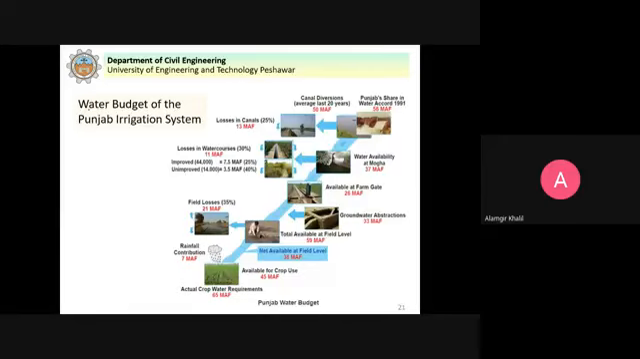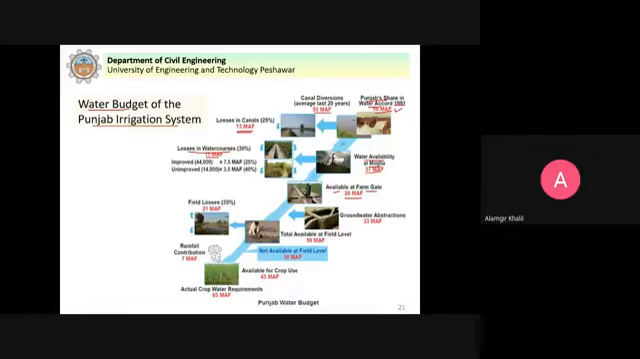Next we have the water budget of the Punjab irrigation system. You can see here that Punjab's share in the Water Accord 1991 is around 56 million acre feet. Canal diversions are 50 million acre feet. We have losses in the canals of 13 million acre feet. So water availability at the outlets, which they call MOGA in Punjab, is 37 million acre feet. And losses in the water courses are 11 million acre feet. Now the water that is available at the farm gate is actually 26 million acre feet.